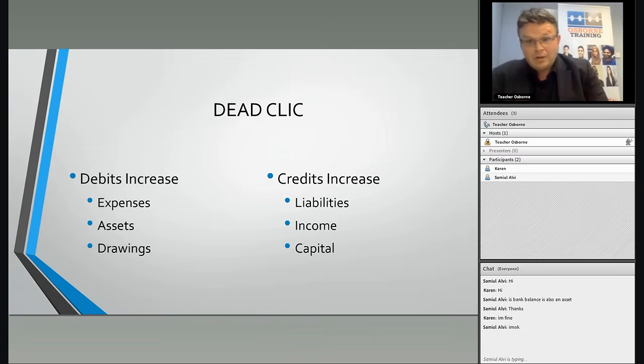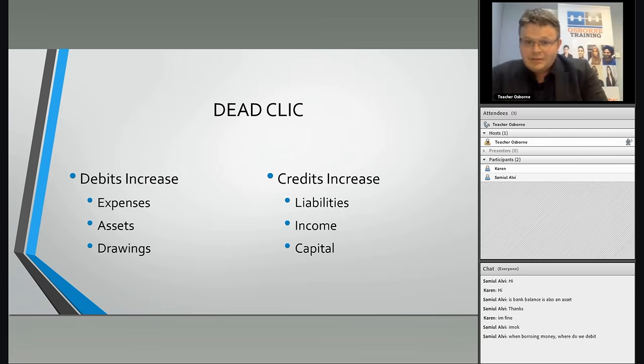Now, we can also use DEADCLIC to talk about reducing. If we reduce these accounts, you just switch. So if we're trying to reduce capital, we debit it. If we want to reduce income, we debit income. If we want to reduce liabilities, we debit liabilities.